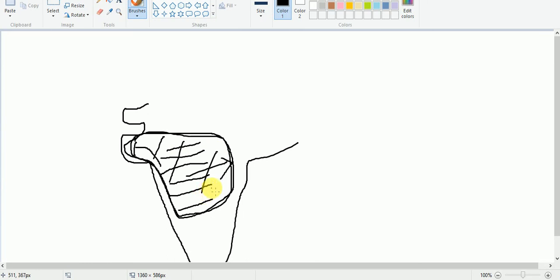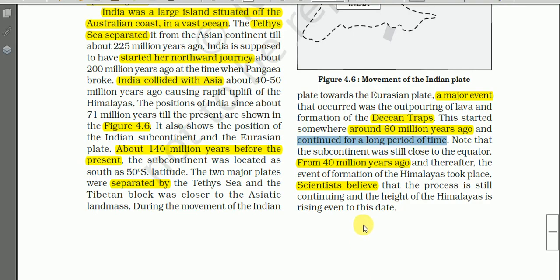It took place when the Himalayan mountains were uplifted, between 40 to 65 million years before present. Let me repeat: when the Himalayan mountains were uplifted here in the north, during this time there were fissure eruptions. Magma, that is lava, was oozing out through the cracks and spreading in different directions, covering most part of peninsular India, and this is what we call Deccan Trap. This will become the black lava soil.